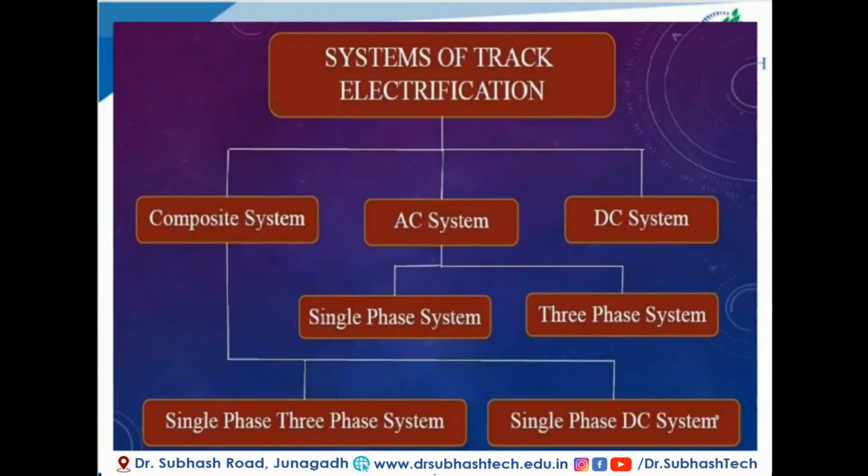Second lecture of systems of track electrification. Mainly there are three types of electric track electrification. First is the DC system, second is the AC system. The sub-parts of the AC system are the single phase system and the three phase system, and the third main part is the composite system. The composite system is divided basically into two types: single phase AC to DC system and single phase AC to three phase system. This is the system of track electrification.